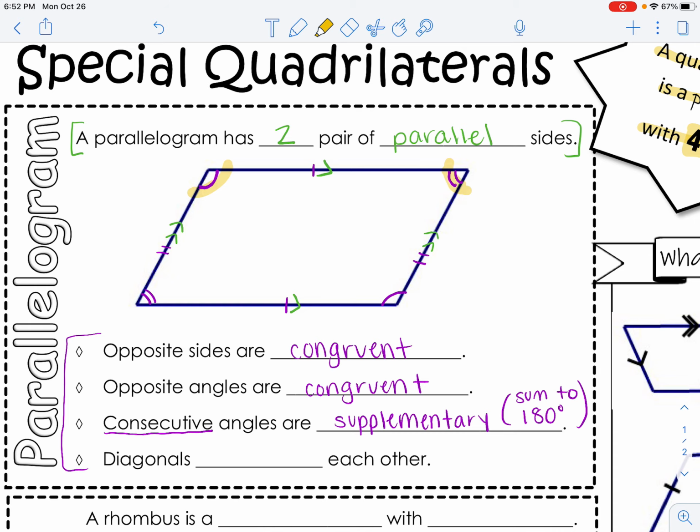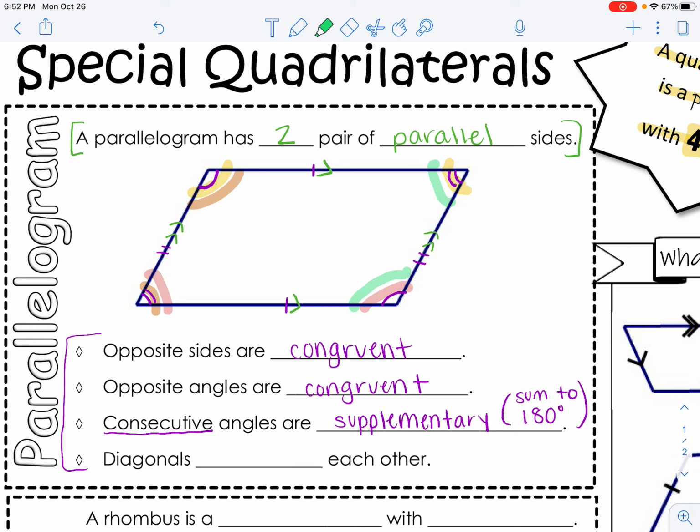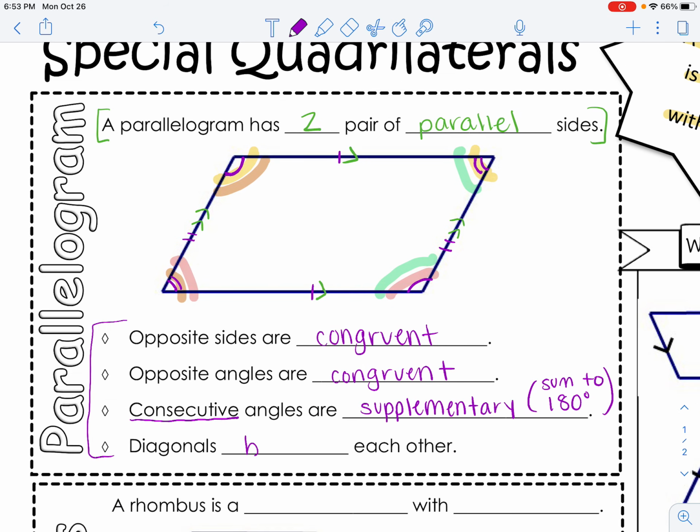You could have also gone the other way around the parallelogram and said that, let's see if I can use a different color, this angle is consecutive with this one. So you can go all the way around and label consecutive angles, and any of these pairs should be supplementary. So if I were to add them up, they would sum to 180. And now the last property we have here is it says the diagonals blank each other, and it is that the diagonals bisect each other.